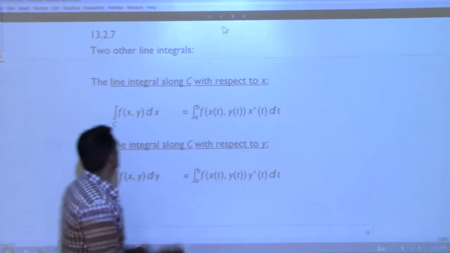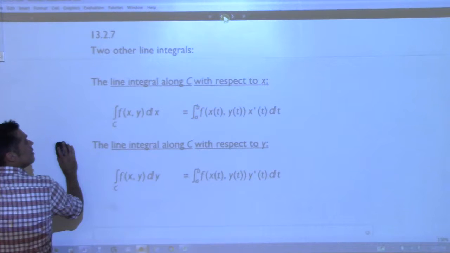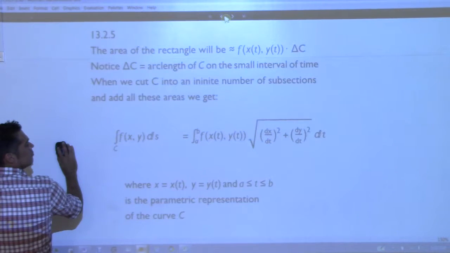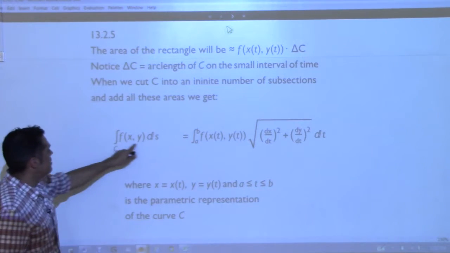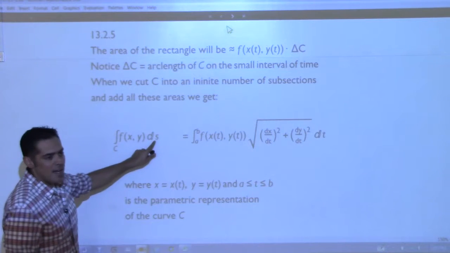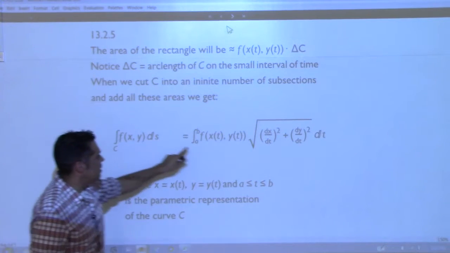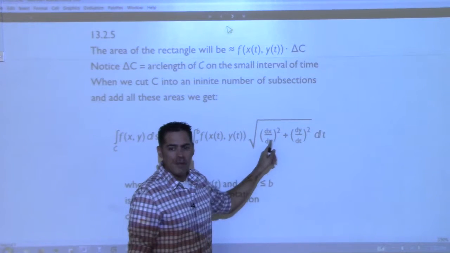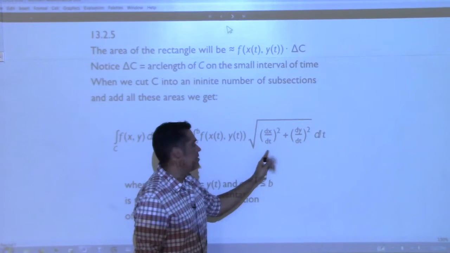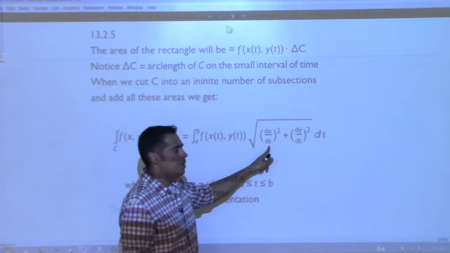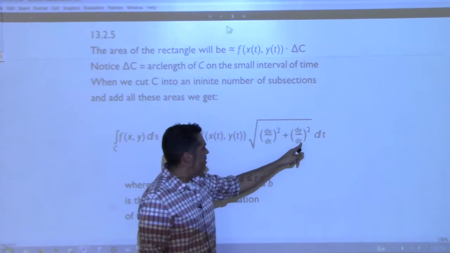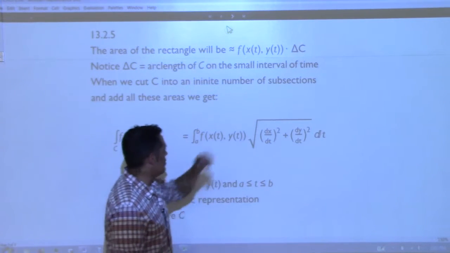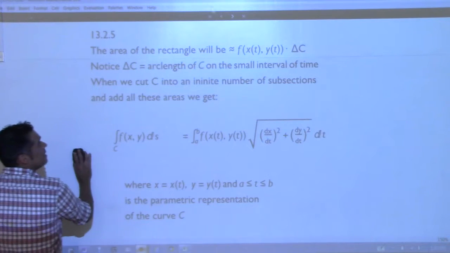Let me take you back to the formula from the other one. Yeah, here's the formula with ds in it. This ds is not a very nice looking thing. What it is, is the square root of the derivatives of your parametric equations. So you have to take the derivative of your x component, square it, derivative of the y component, square it, add them, square root, and that's what the ds was.